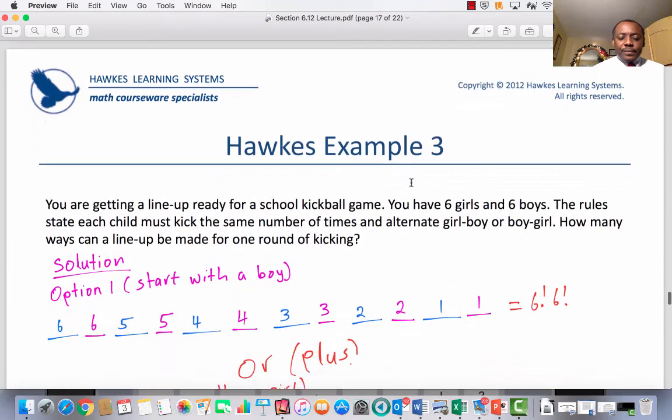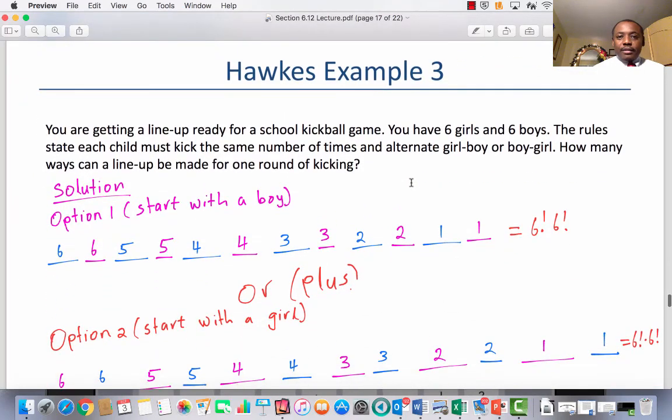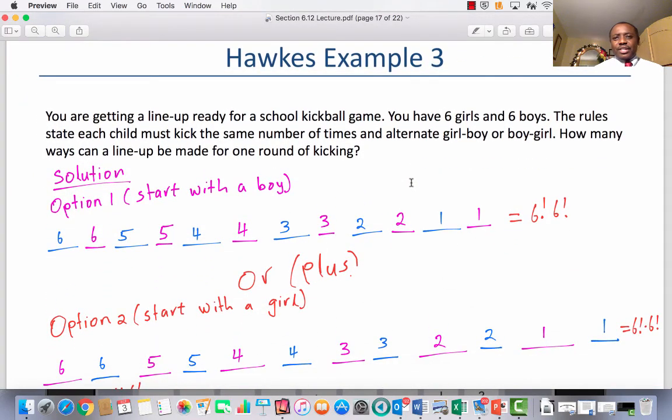Example number 3. This one is a little challenging, so make sure you follow me, okay? You are getting a lineup ready for a school kickball game. You have 6 girls and 6 boys. The rules state that each child must kick the same number of times and alternate girl, boy, or boy, girl. How many ways can a lineup be made for one round of kicking?